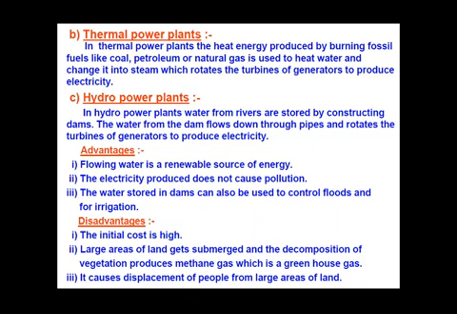Okay, in a thermal power plant, what is happening? The coal, petroleum or natural gas is burned, and heat is liberated. It is obvious that after burning heat will be liberated, and this heat is captured and used to heat the water and change it into steam. The steam then rotates the turbines of the generator, and after the rotation of the turbines, electricity is produced.